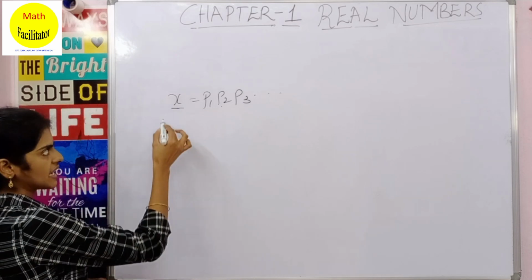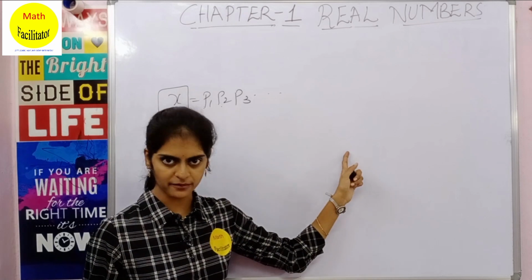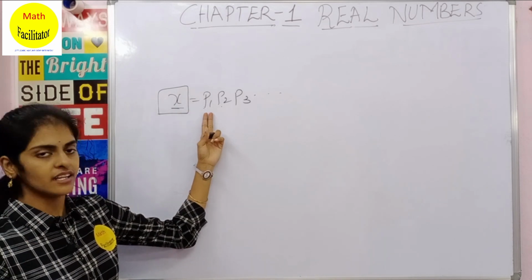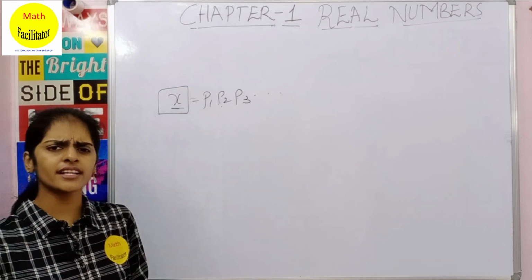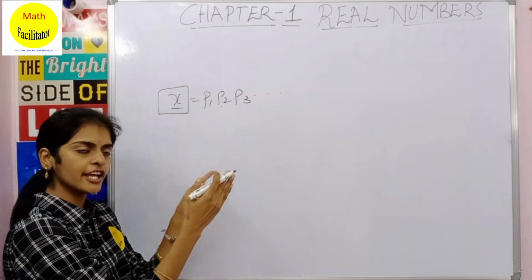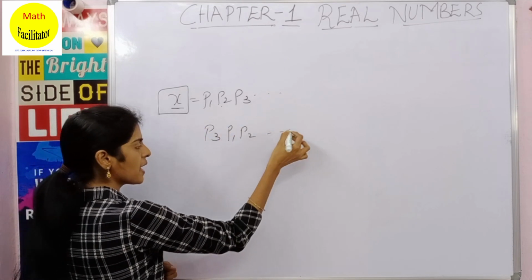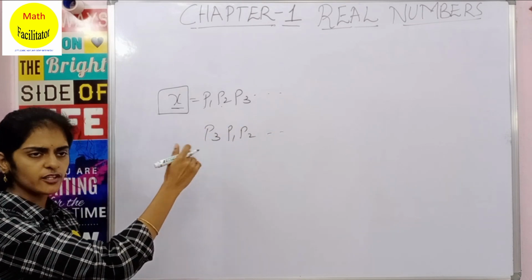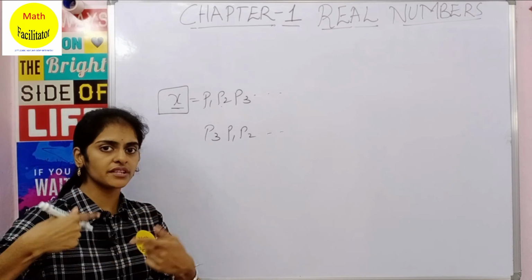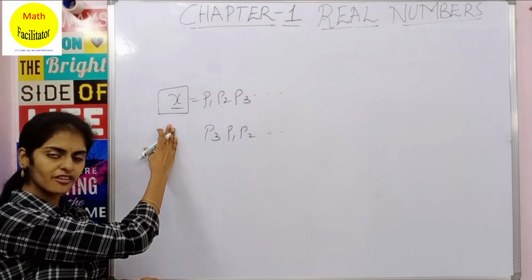Okay, so any composite number you can express as a product of prime factors, and these prime numbers are unique and the order may be different. The order of these prime numbers may be different, but they are unique, which means you can write P3 first, P1, P2 and so on, but they are unique. Okay, you have only one P3, there is no repetition, they are unique. Clear? So this is nothing but the fundamental theorem of arithmetic.